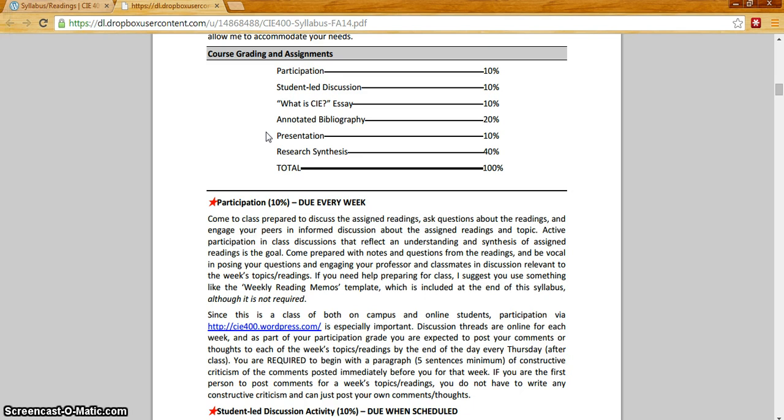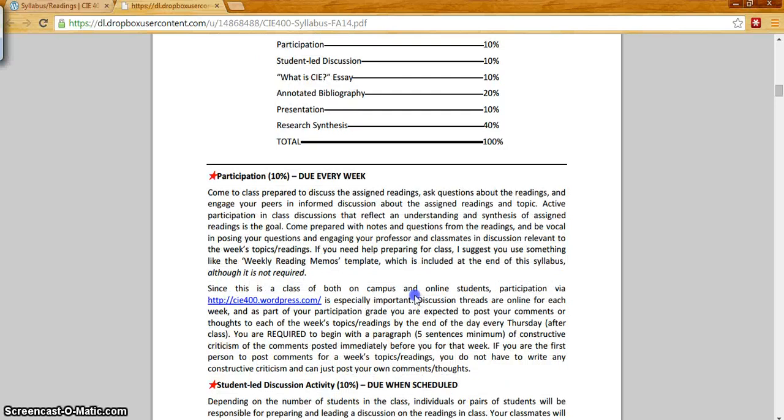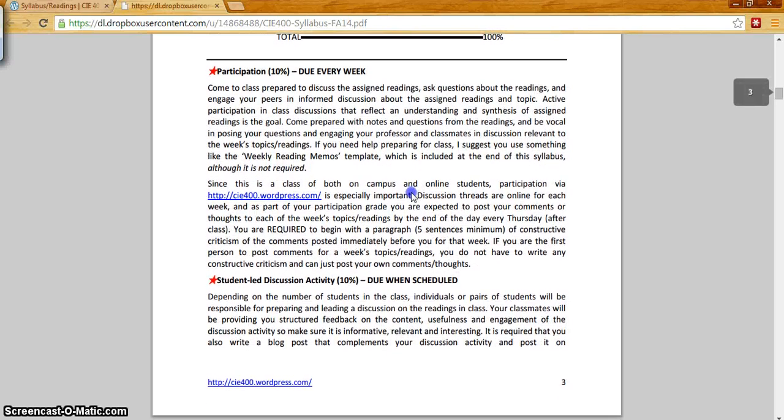Funny how that works. So 10% for participation, 10% for student-led discussion, 10% for your first written assignment, which is the What is CIE essay, 20% for an annotated bibliography, 10% for a presentation, and 40% for a research synthesis, totaling up to 100%. So let's talk about participation.